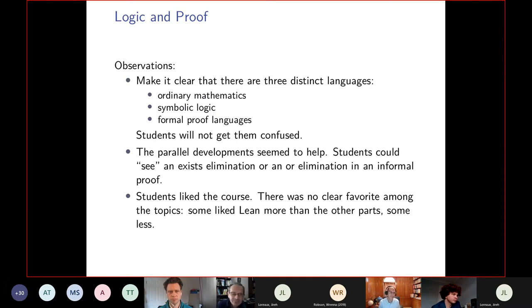They can see existential elimination done formally. They can also see it happening informally in mathematics, and they seem to be able to connect the two. And they like the course. The course is always rated highly. It goes over well. Students seem to enjoy it.